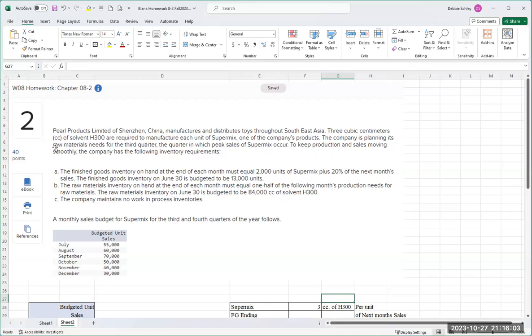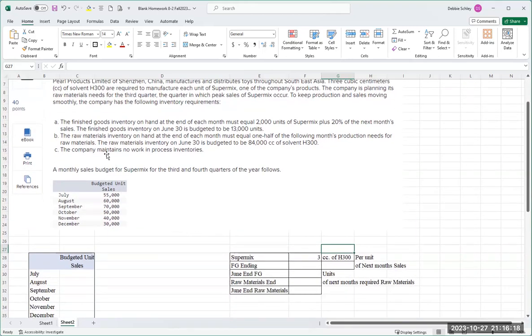The company is planning its raw materials needs for the third quarter, the quarter in which peak sales of Supermix occur. To keep production and sales moving smoothly, the company has the following inventory requirements. Okay, these are going to be important. The finished goods inventory on hand at the end of each month must equal 2,000 units of Supermix plus 20% of next month's sales. So I just put that 2,000 right there, 20% of next month's sales right there. So I'm going to use that later, I'm sure.